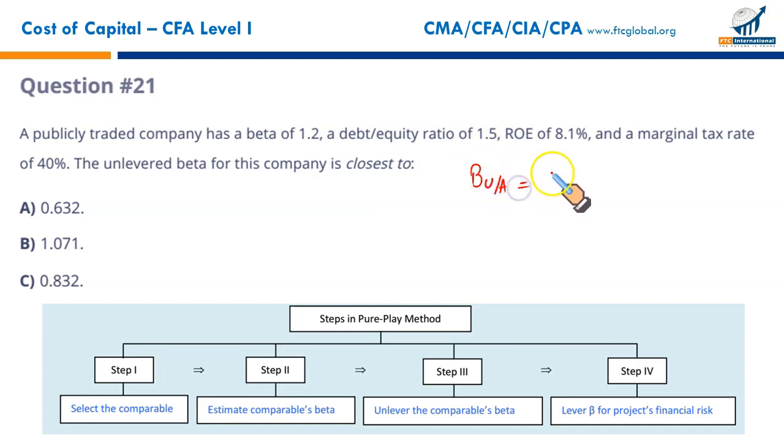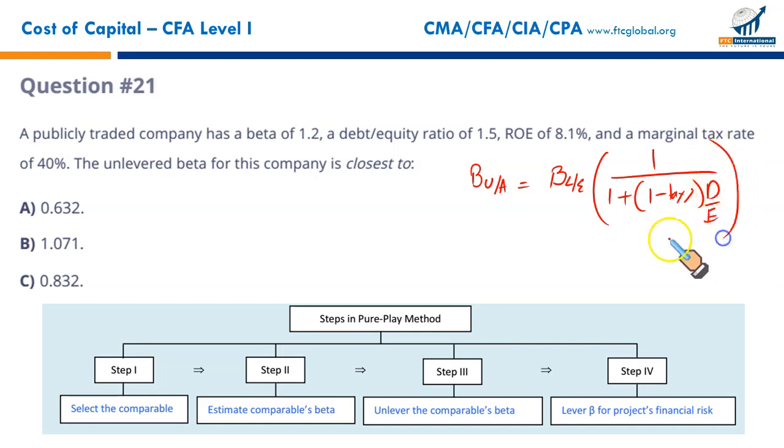It's equal to beta levered or equity beta times 1 upon 1 plus (1 minus tax rate) into debt upon equity. That's the formula that relates your unlevered beta or asset beta with the equity or the levered beta. This is called pure play. Pure play. Why? What's pure?